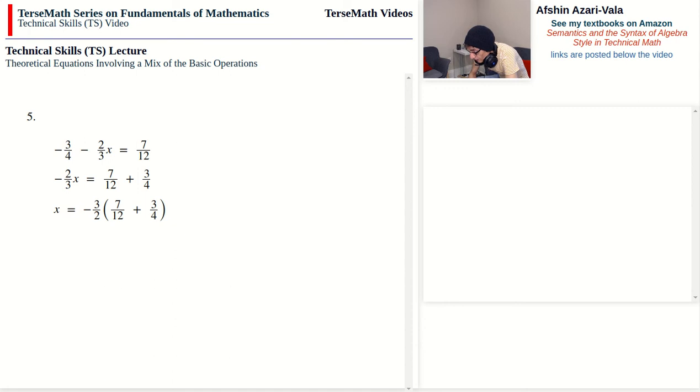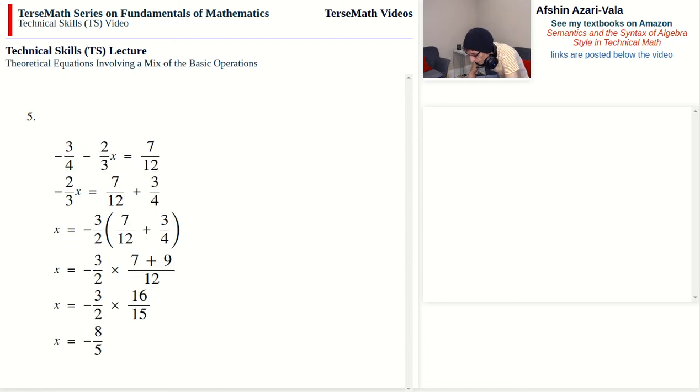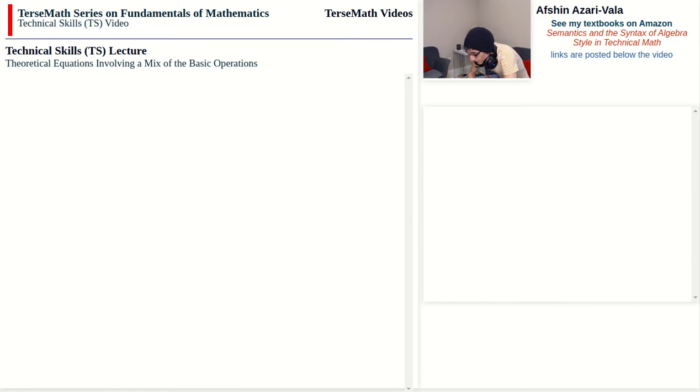Now we simplify. We add inside the brackets, least common denominator is 12. 12 divided by 12, 1, times 7, 7. Then add 12 divided by 4, 3, times 3, 9. Simplify the top. And now we can reduce 3 and 15, 2 and 16. I let you do that. And in the end we get, that should be negative. So let me put the negative sign in. There we go. And wow, it became bigger even. So there we go. We get -8/5.